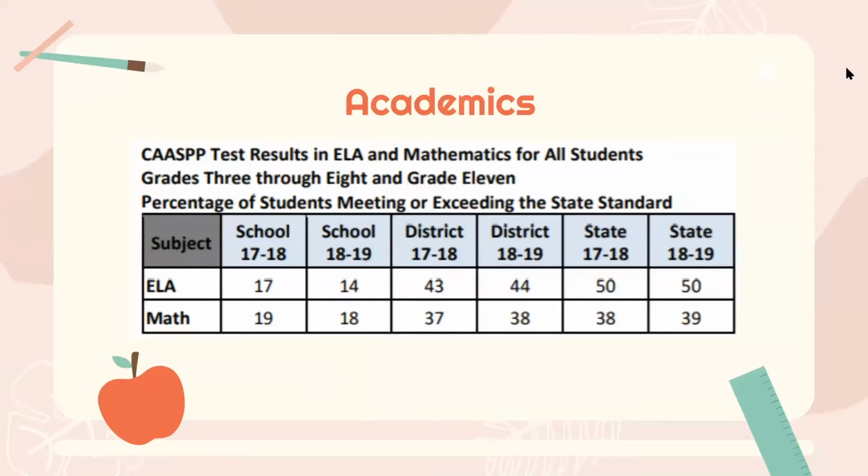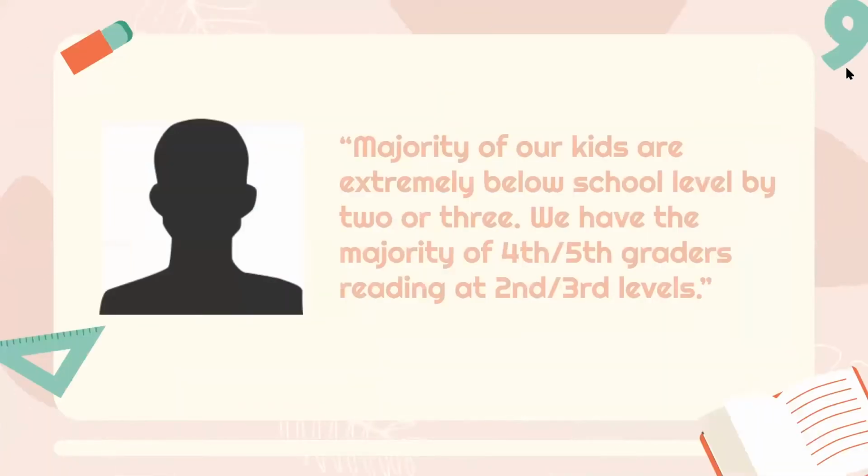Here we are looking at San Pedro's CASP results. We see that they are below par, being under 20% of students meeting or exceeding the state standards. And this has to do with the lack of resources they do receive. A teacher from San Pedro stated, "The majority of our kids are extremely below school level by 2 or 3. We have the majority of 4th, 5th graders reading at 2nd and 3rd grade levels." This mirrors the previous slide of how academically behind San Pedro Elementary is due to the lack of resources.